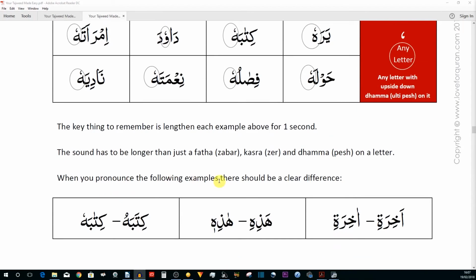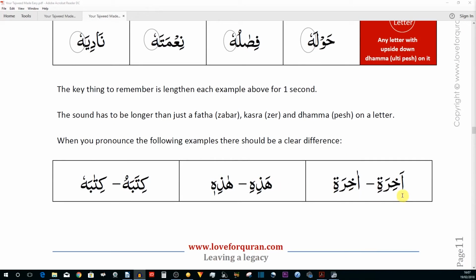When you pronounce the following examples, there should be a clear difference. And here is a difference between long vowel and short vowel. You have akhirati, akhirati, and then akhirati, akhirati. So first, akhirati, akhirati. Hear the difference? Next, hadhihi and hadhihi. So hadhihi, hadhihi. So be careful when you have a short vowel between 2 long vowels.